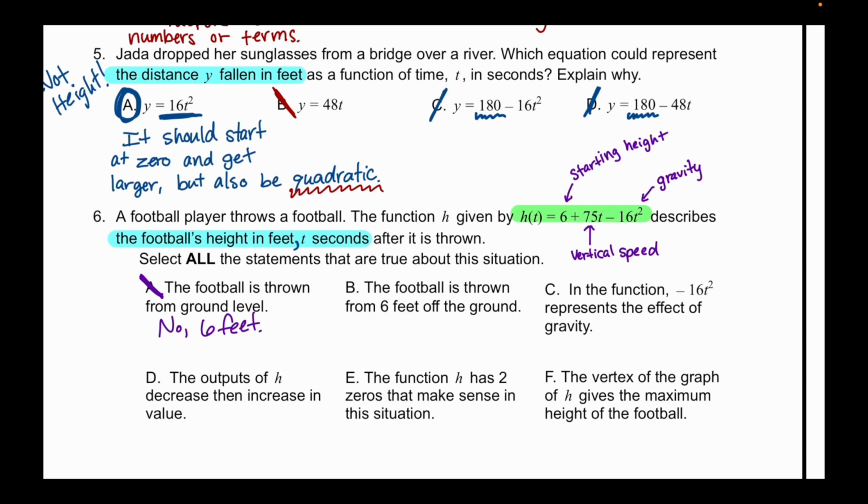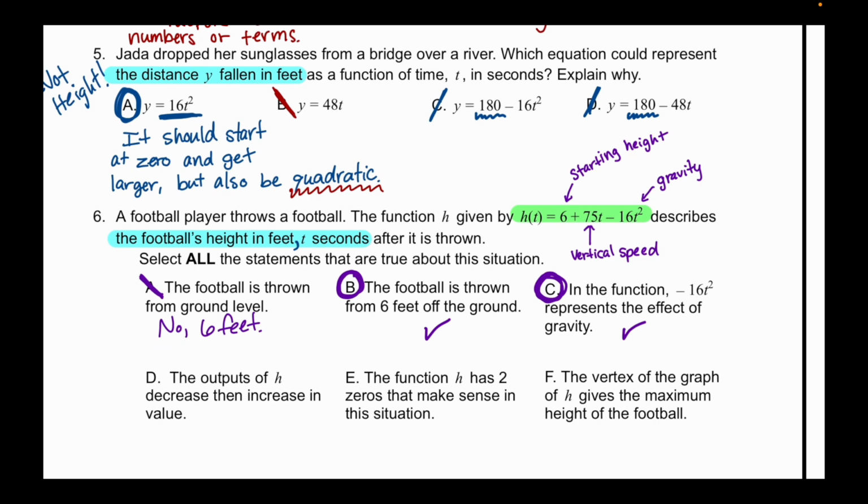B is correct. The football is thrown from 6 feet off the ground. That is what makes A incorrect. Part C here says, in the function, negative 16t squared represents the effect of gravity. Yes, it absolutely does. That's what I literally just wrote an arrow to up above. So we know that that one is true.